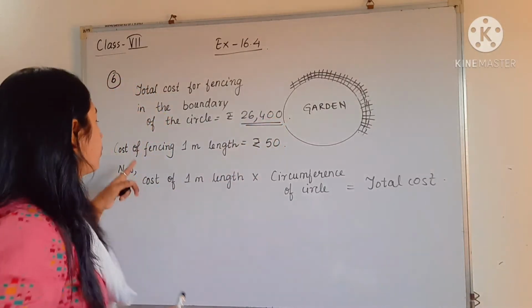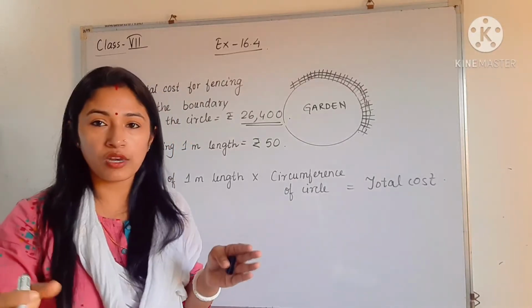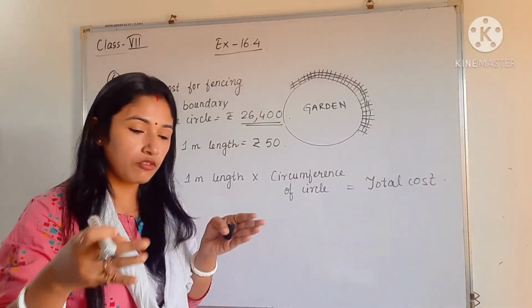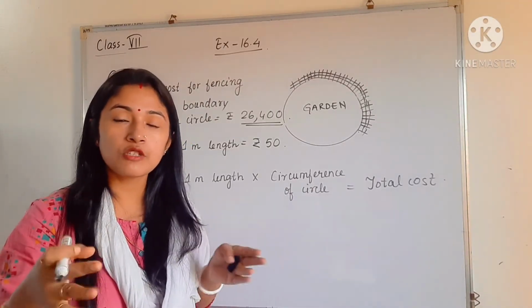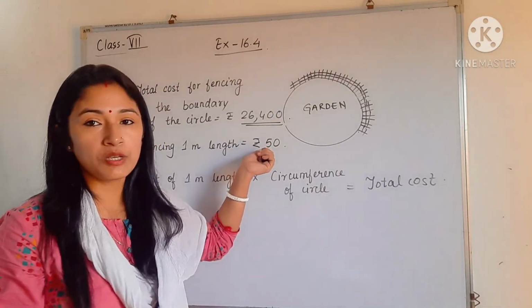Okay, and what is the cost of fencing 1 meter length? 1 meter length means a very small length. Okay, so for fencing 1 meter length, that is a very small length, the cost required is rupees 50.